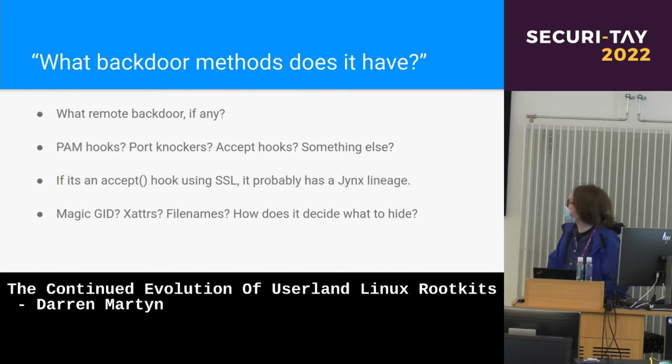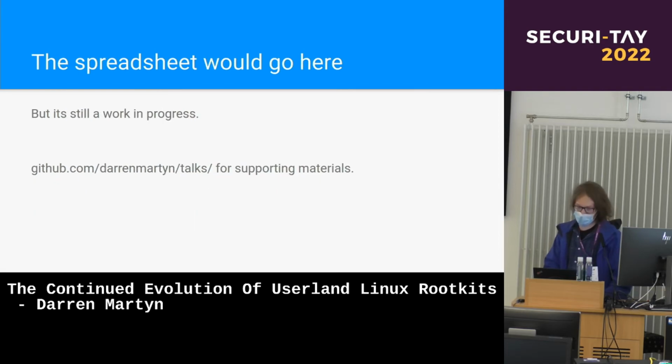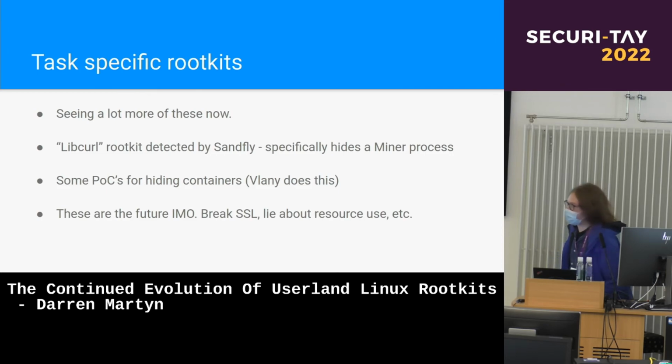That's kind of where we're at the moment with categorizing them. The spreadsheet would go here so you can stare at libc names, but it'll be up on GitHub probably tomorrow. And then, the bit that I've been getting to is what the future of this holds.